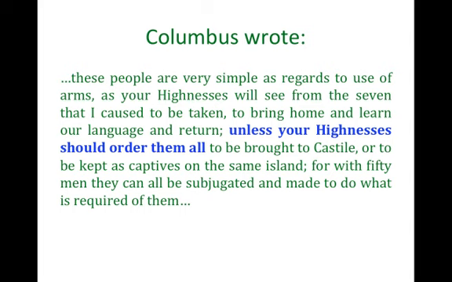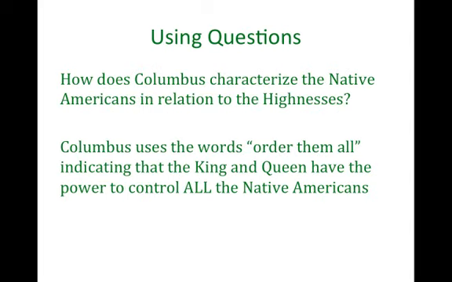So the next question, again, I'm still staying with the same text, and the next question to look at here is, how does Columbus characterize the Native Americans in relation to the highnesses? Okay, and here Columbus uses the words order them all, and this is really indicating that the king and queen have the power to control all the Native Americans. And these three words help us to see that Columbus is characterizing Native Americans as people who can be controlled, who are inferior to the Spanish.